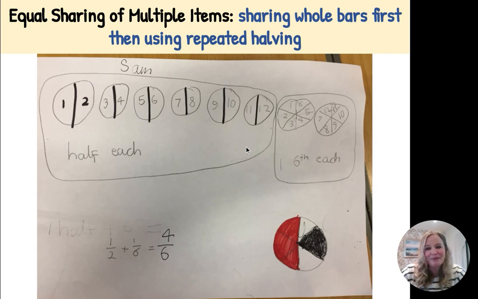So he solved it by halving each pizza first of all. He did work in a group to do this, but this is the way that he visually represented it in his book. And he worked out that they each got a half. And then he split up the last 2 pizzas into 12 pieces. So there were 6 in each pizza, so they then got a 6th. He then drew that lovely model at the bottom to show what 1/2, which is equivalent to 3/6, and another 1/6 gives us 4/6 altogether.